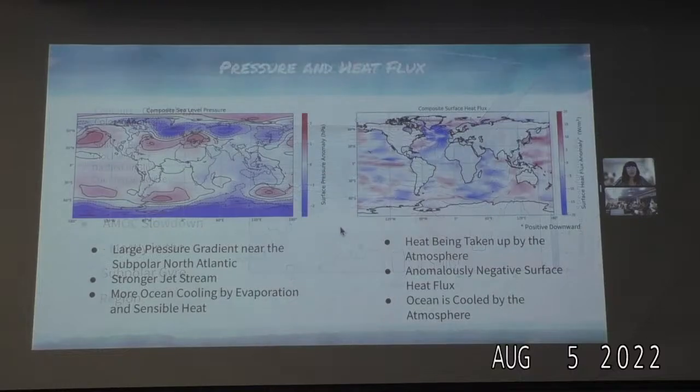Some other factors that we looked at were pressure and heat flux. So in this subpolar North Atlantic, again, we see a large pressure gradient over the North Atlantic here. This creates a really strong jet, and therefore we have ocean cooling by evaporation and sensible heat. With a large jet stream, we would expect ocean cooling by the atmosphere. So here we have heat being taken up by the atmosphere, and this creates a negative surface heat flux anomaly.